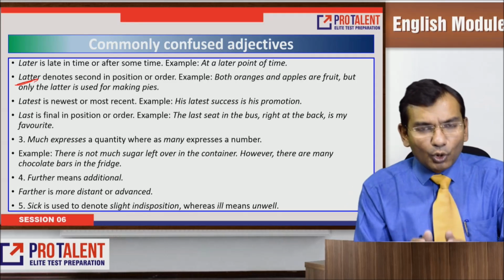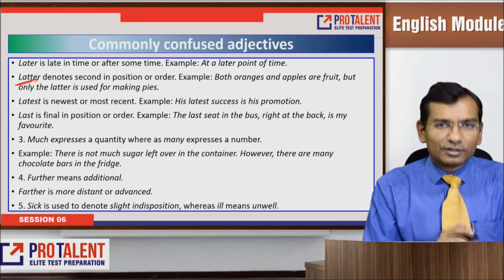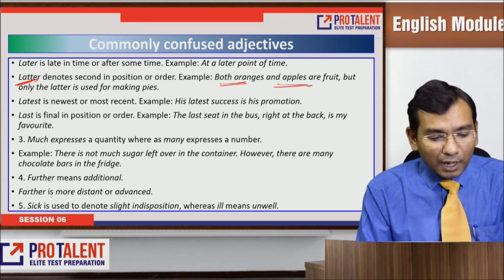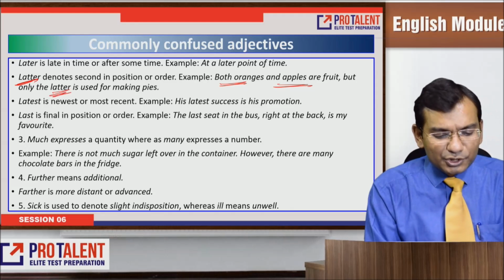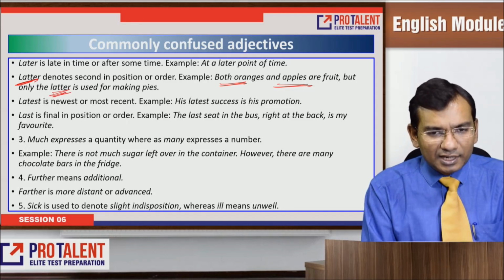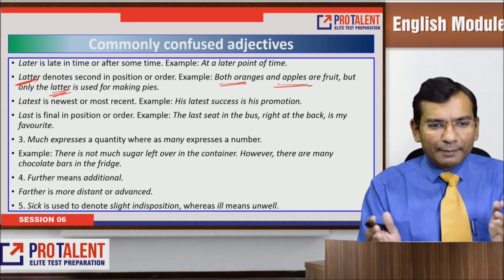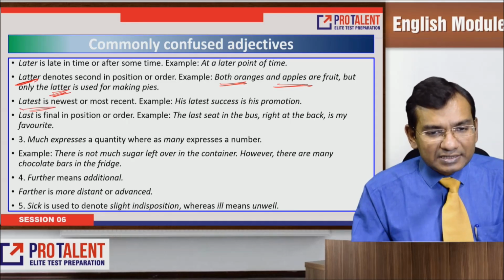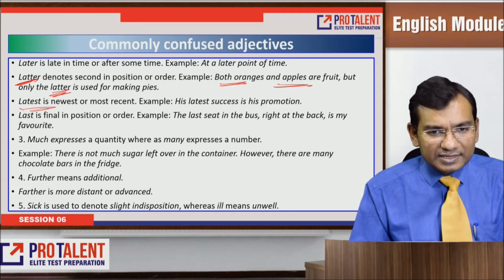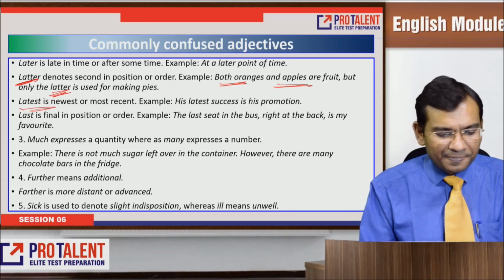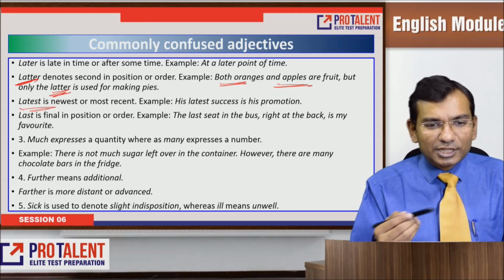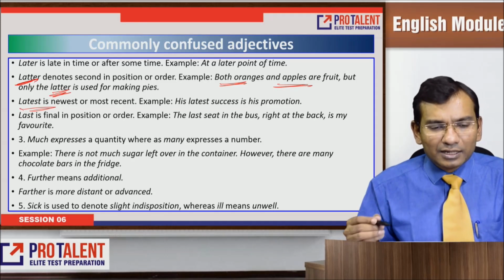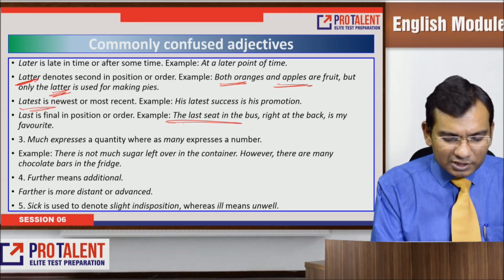LATTER denotes position or order. Like both oranges and apples are fruit, but only latter is used for making pies. ठीक है, so pie बनाने के लिए apple use होता है, apple pie बोलते हैं उसको. Latest is the newest and most recent. His latest success is his promotion. Okay, last is the final position in the order. The last seat in the bus right at the back is my favorite. Okay, so this is the last seat.